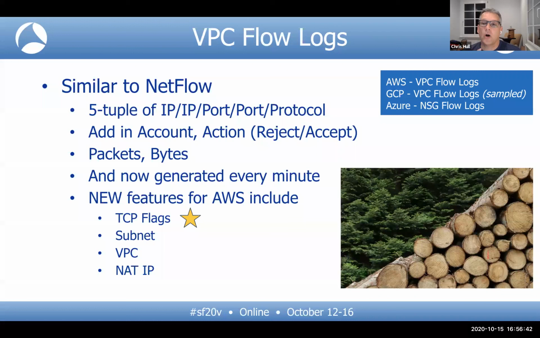And I do want to talk about one of these in great detail, which is the VPC flow logs. Similar to NetFlow, you do have this 5-tuple of IP, port, and protocol, but it also has an account. So you actually can get that IP, port, protocol seen in multiple accounts, especially if you have two accounts talking to each other. So you might see it twice.